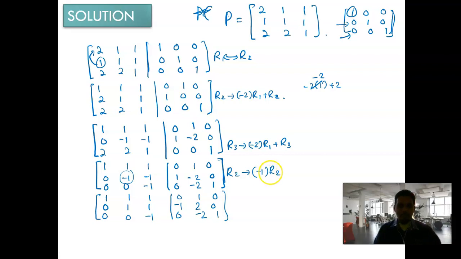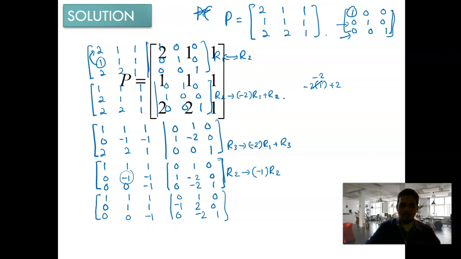Okay, so then next, from here, 1, 1, 1, 0, 1, 1, 0, 0, negative 1. Okay, we move to the next page. Continue with the next page here. 1, 1, 1, 0, 1, 1, 0, 0, negative 1.